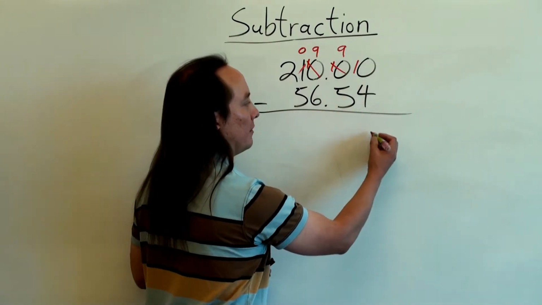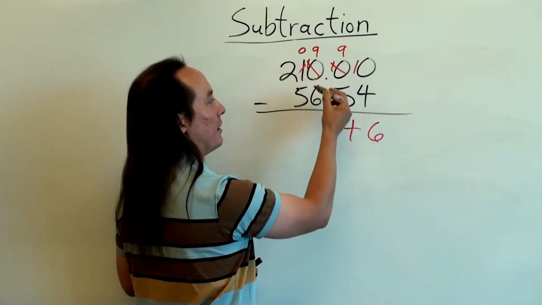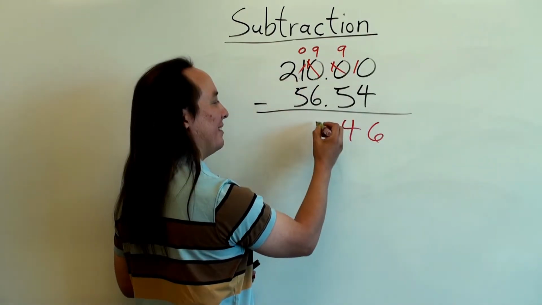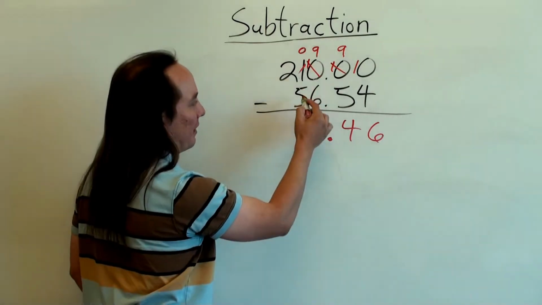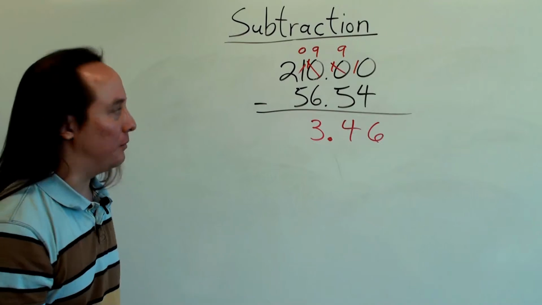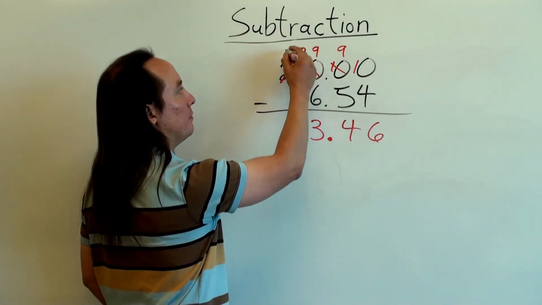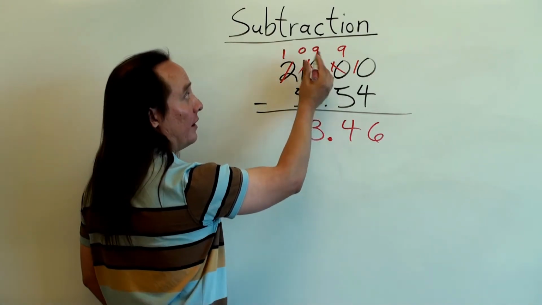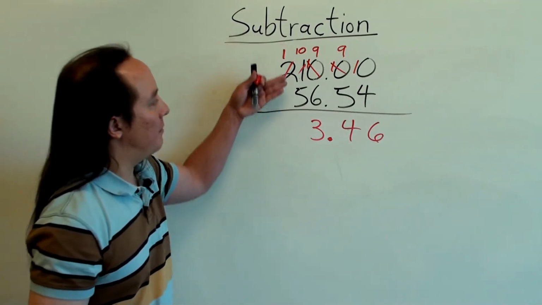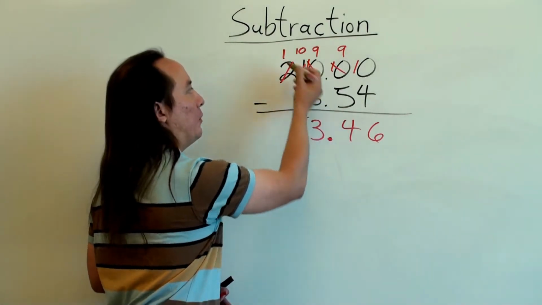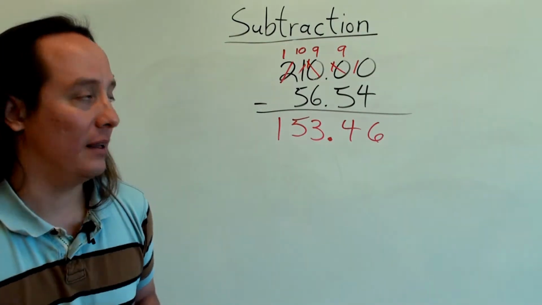So 10 minus 4, 6. 9 minus 5 is 4. 9 minus 6 is my 3. It's a 3. And then 0 minus 5, can't do it. What do I do? I borrow from the 2. So borrow from the 2. I'm left with the 1. And that 1 that I borrowed is now going to make that 0 into a 10. So now 10 minus 5 is 5. And 1 minus nothing is 1. So that's a difficult problem for some people, especially by hand.